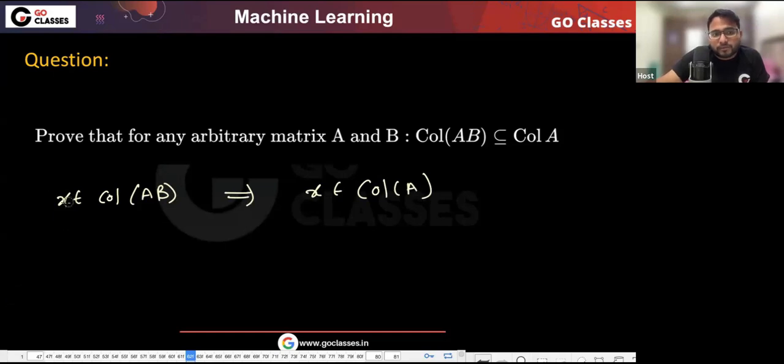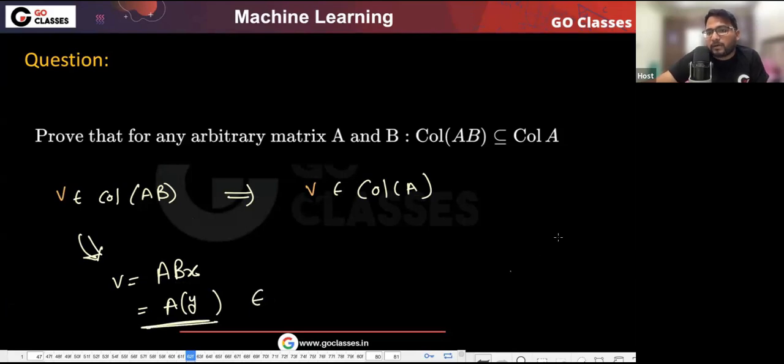Or maybe let's suppose some other vector V. Is this easy to prove? I think yes. If V is in the column space of AB, then what does this mean? V is actually ABx, which means A times some vector. Bx is some vector, let's suppose y. So it is A times y, which means it is in the column space of A. Is this okay to everyone? This implies that it is in the column space of A.